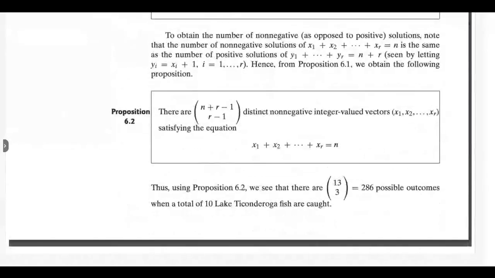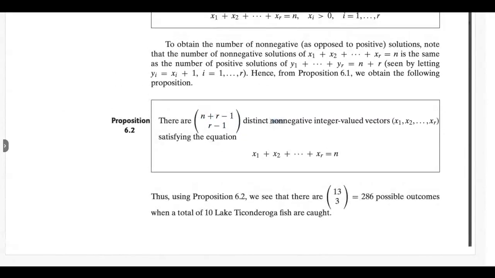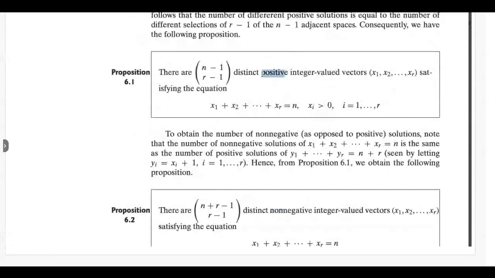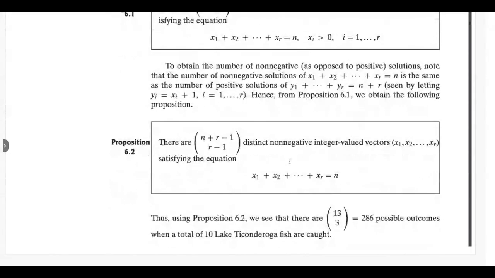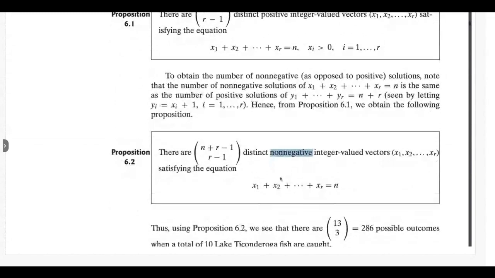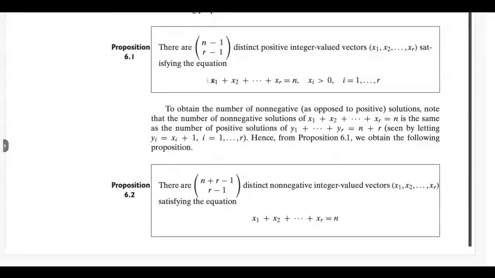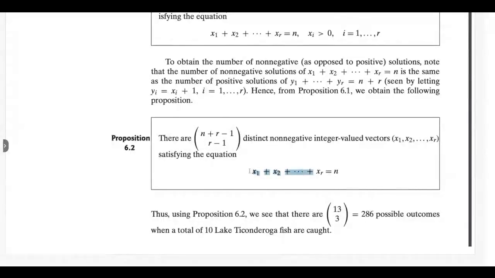Let's see this proposition. There are n plus r minus 1 choose r minus 1 distinct non-negative solutions. Okay, see the difference? This is non-negative. This is positive. So we do not allow the numbers, the x's, to be 0 or negative. Non-negative means it can be positive or 0. So it can be 0 now. For this one, none of them can be 0 or negative. But for this one, now we allow 0 for them.